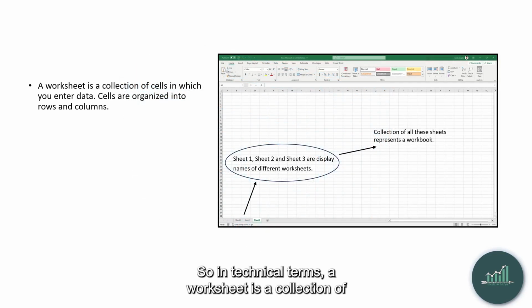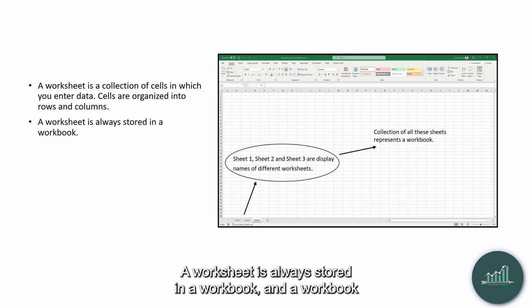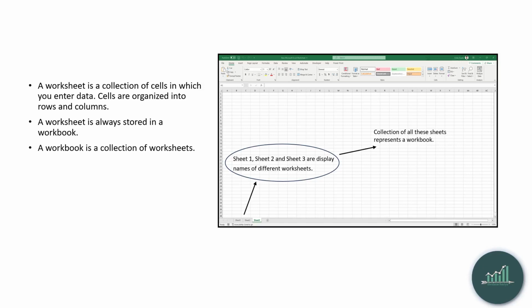So, in technical terms, a worksheet is a collection of cells in which you enter data. Cells are organized into rows and columns. A worksheet is always stored in a workbook, and a workbook is a collection of worksheets.